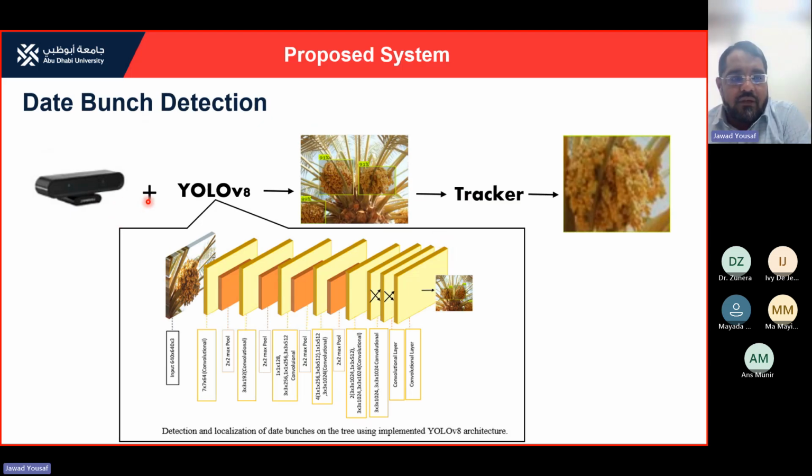For date bunch detection and localization, the top camera operates and takes the image, and once the image is taken, it goes through the YOLO version 8 algorithm. The algorithm is trained on a variety of date bunches. YOLO version 8 has different convolution and max pool layers, and eventually the object, the date bunch here, is detected and localized. For example, here we can see this is a date bunch, detected with 91% probability. If it is moving, it will also track it. Once the date bunch detection is done and it is tracked, an image will be taken and forwarded to the next processing unit.